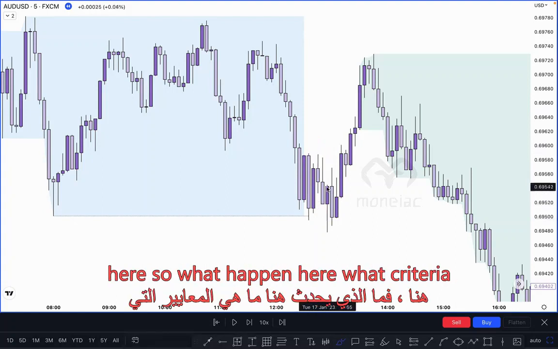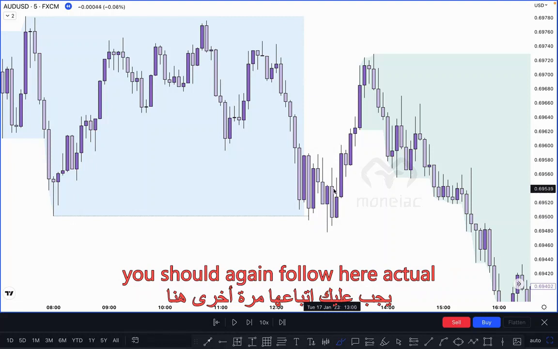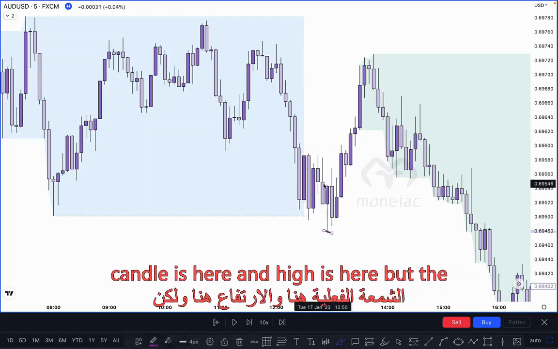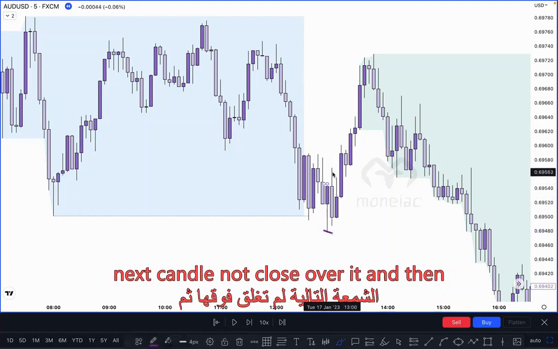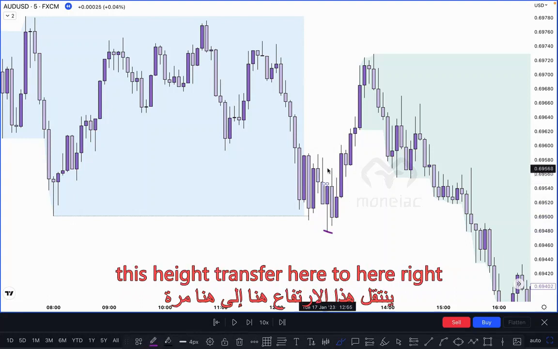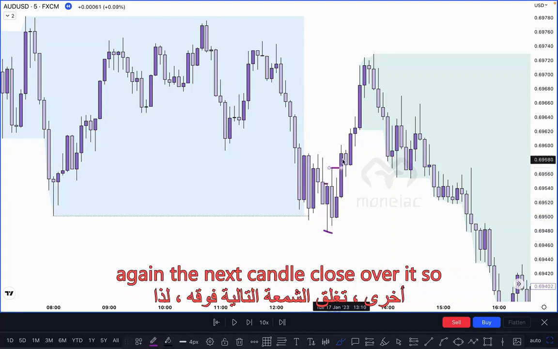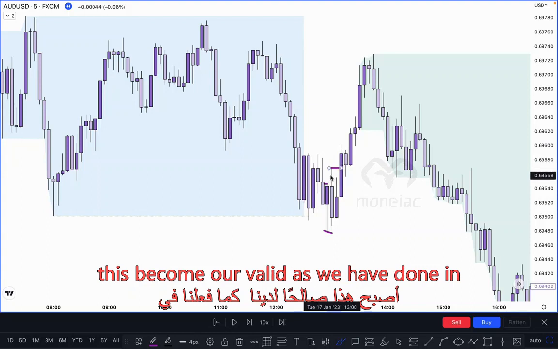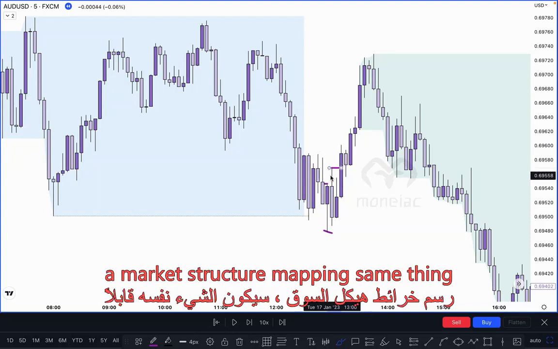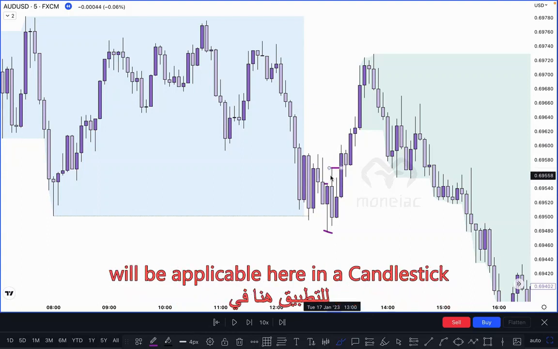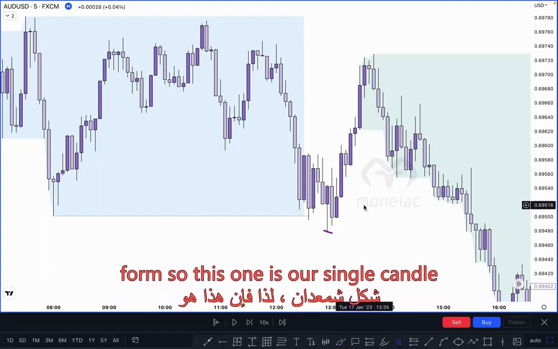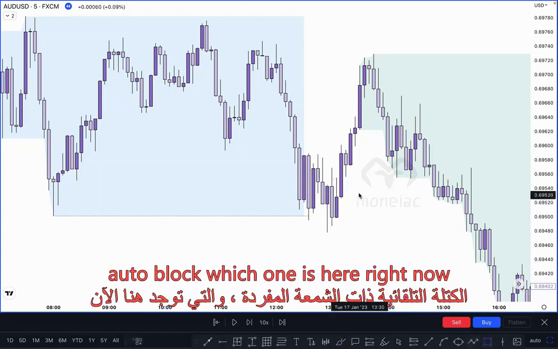So what criteria should you follow again here? The actual candle is here and the high is here, but the next candle did not close above it, and then this high transfers from here to here, right? Again the next candle closes above it. So this becomes valid, as we have done in the market structure mapping. The same thing is applicable here in candlestick form. So this one is our single candle order block.